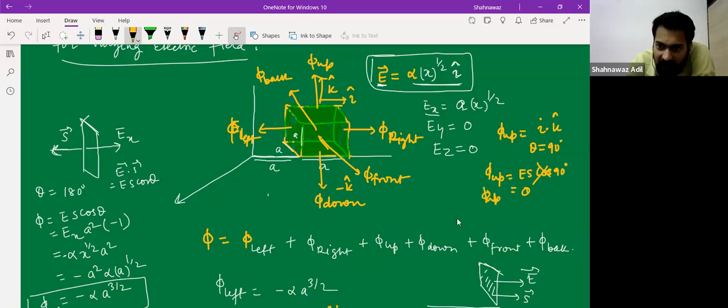Similarly, you have phi down, which is again 90, so this would be 0. Similar case for the front and the back. Up was J direction, and this is also J direction, but that is also perpendicular to I hat, right? Because this is I, this is J.